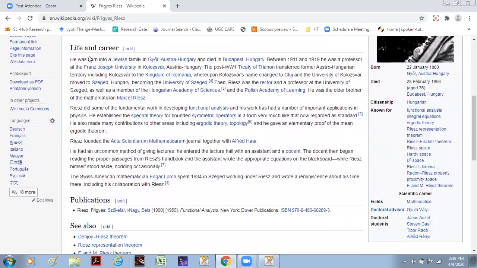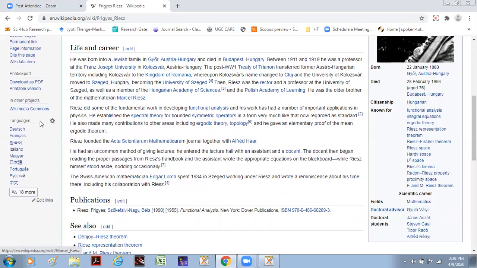As we can just have an overlook on his life, he was born into a Jewish family. Between 1911 and 1919, he was a professor at Franz Joseph University in Kolozsvár, Austria-Hungary. Then the university was transferred from Austro-Hungarian territory, including Kolozsvár, and whereupon the name changed to University of Kolozsvár.